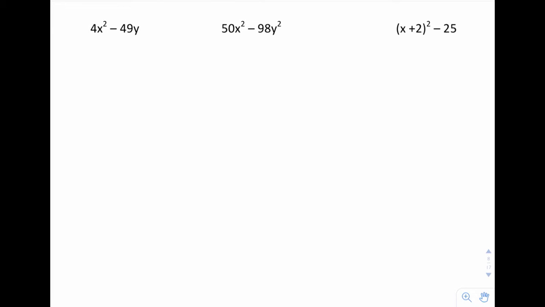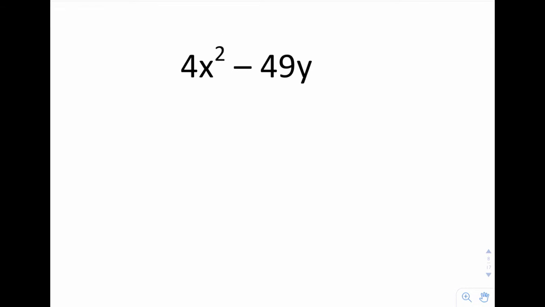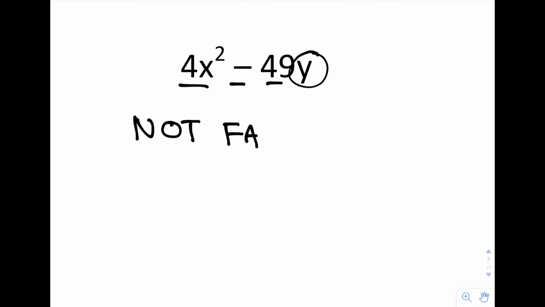So we have here in front of us three examples of what seem like a difference of squares, and we're going to look at them one at a time. Now the first example here, I have 4x squared, which looks good, minus, which is good, 49, which is good, but the y, well, that's not a square. So using the difference of squares technique, this is not factorable. Not factorable.